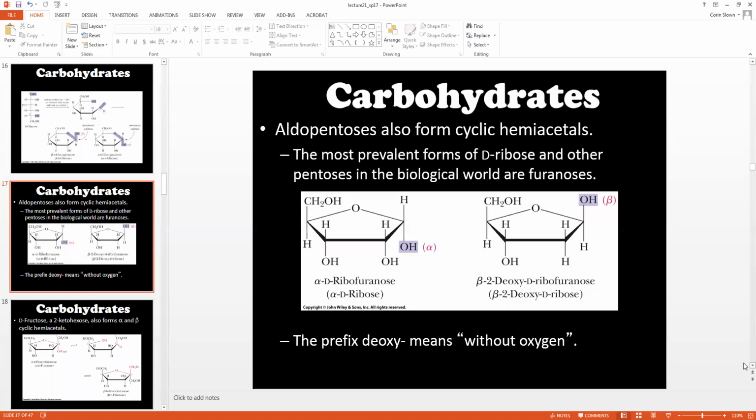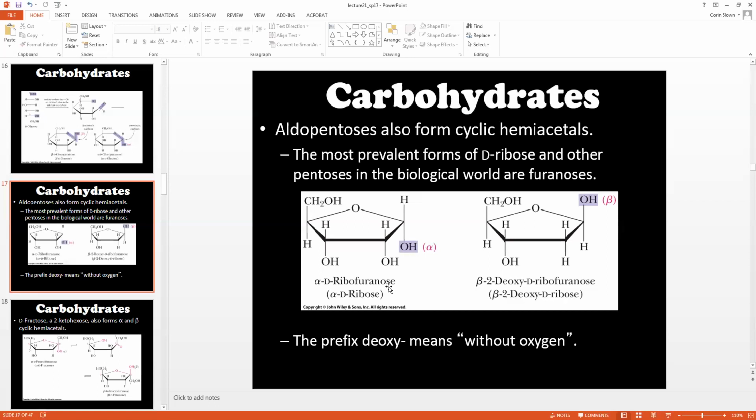Aldopentoses also form cyclic hemiacetals. So the most prevalent forms of D-ribose and other pentoses are what we call furanoses. So if we think about alpha D-ribofuranose or beta 2-deoxy D-ribofuranose, let's dissect those names. So the alpha now refers to the hydroxyl group on the one carbon being in the down position.